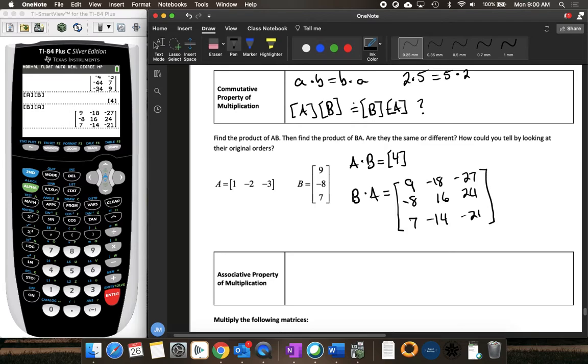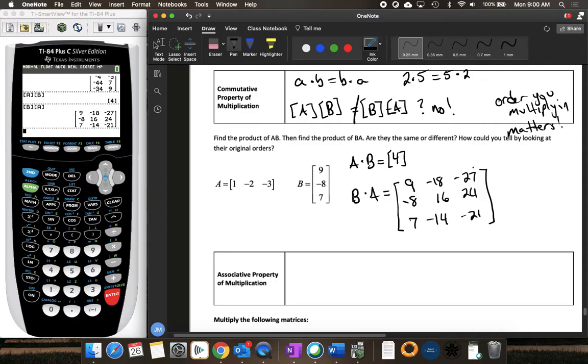So notice that our question up here, is A multiplied by B the same as B multiplied by A? The answer there is no. So the commutative property does not work for matrices. In other words, the order you multiply in actually matters. So unlike with numbers, you have to be careful. Make sure that you're multiplying in the correct order.